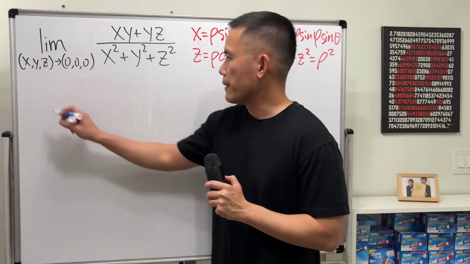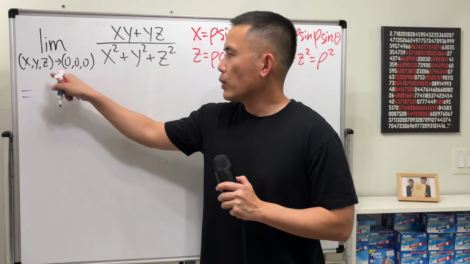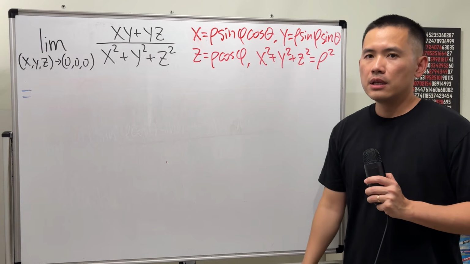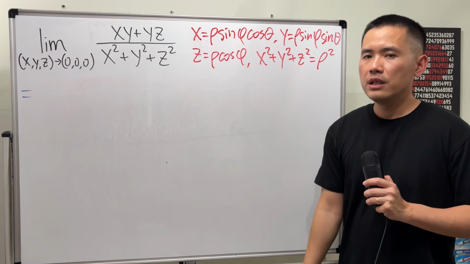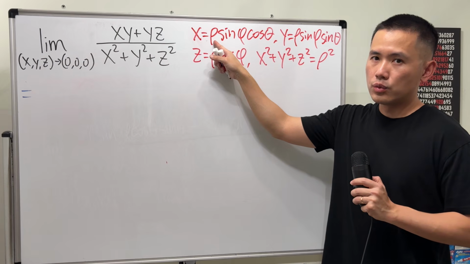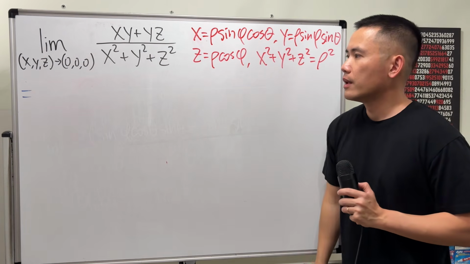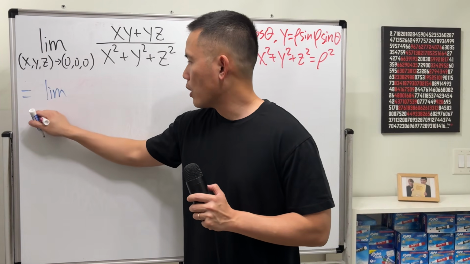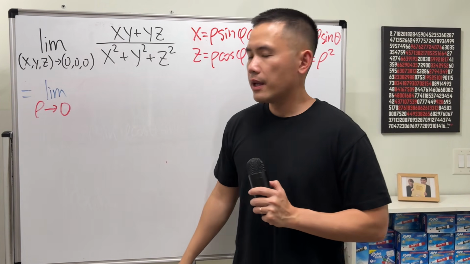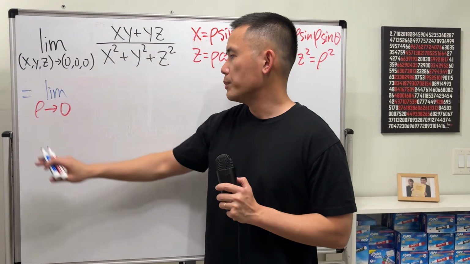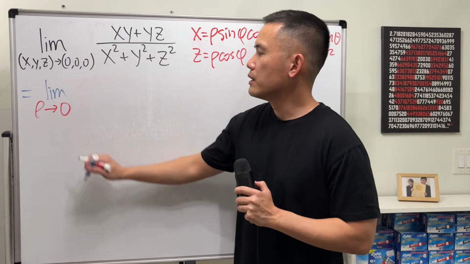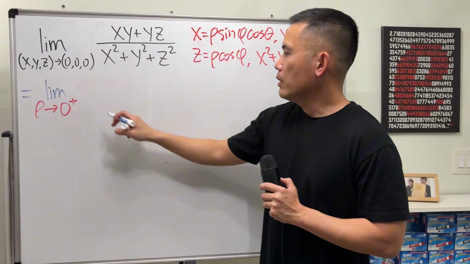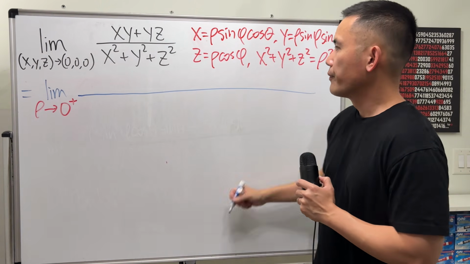Okay, let's go ahead and give it a try. Here, x, y, and z are approaching the origin, but in spherical coordinates, the only way for us to get to the origin is to make the distance, rho, approach 0. So this will be the same as taking the limit as rho approaches 0. And if you restrict rho to be non-negative, then you can say it is 0 plus. Okay, and then just plug in the formulas.